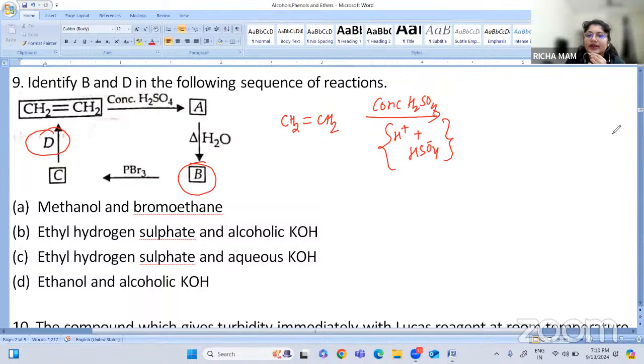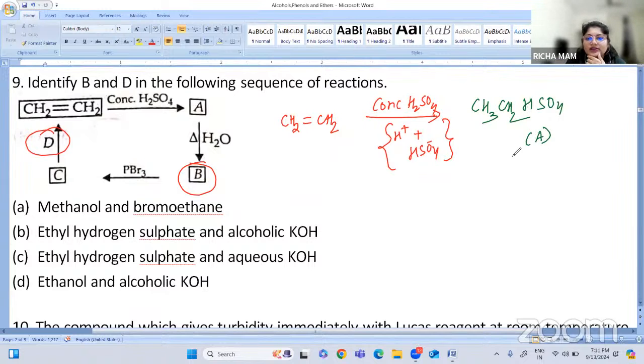So what are you going to get? You are going to get CH3, CH2. One hydrogen is added. So CH3, here CH2 and HSO4. So this is our A.